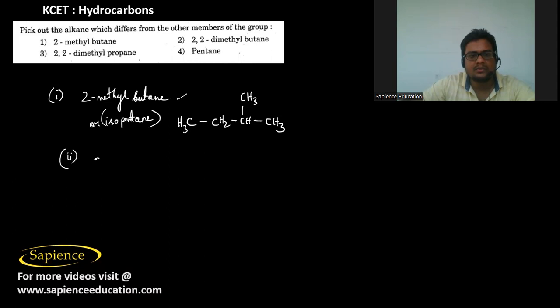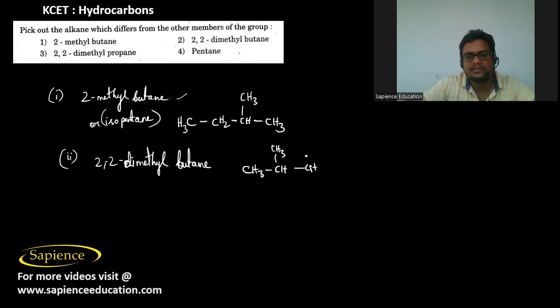And the second one is 2,2-dimethyl butane. CH3, CH3, then here CH, here CH3, here CH3. This is 2,2-dimethyl butane. So it has got 6 carbons.